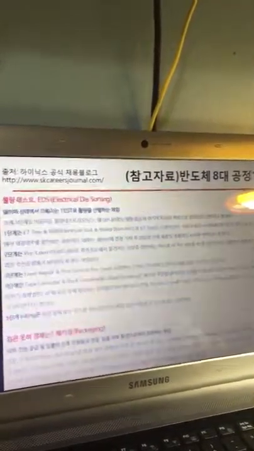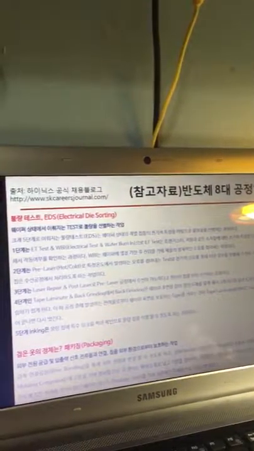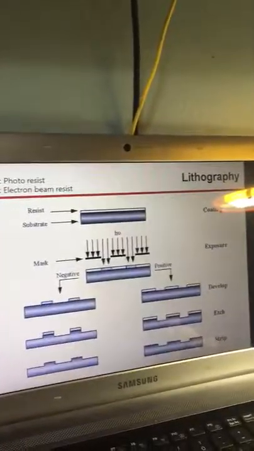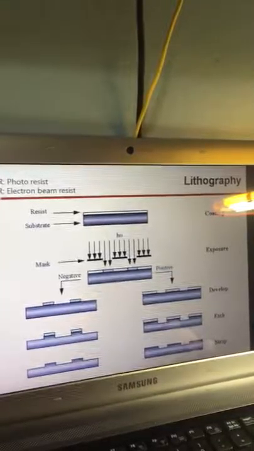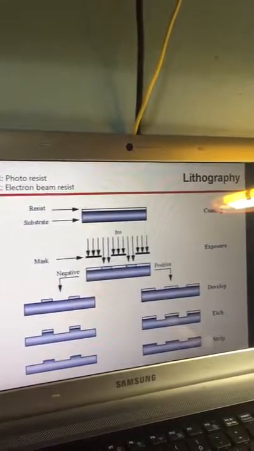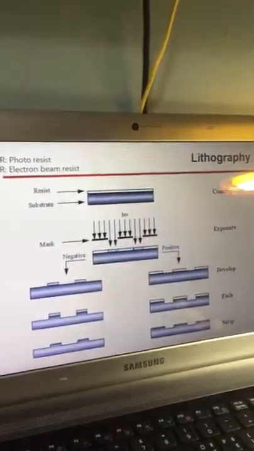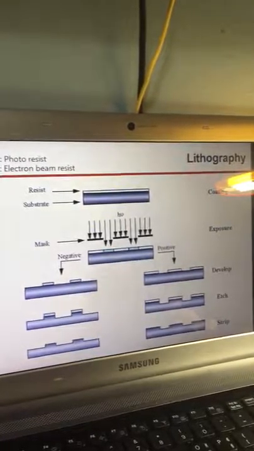Finally, I would like to introduce lithography, which is very important in this part. Lithography is one of the processes of making a silicon wafer. Now, I would like to introduce the lithography process.